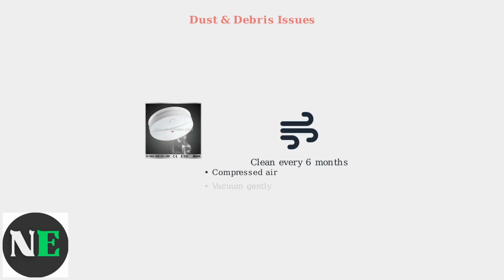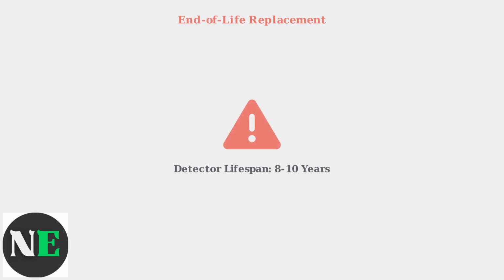False alarms with red light activation are often caused by dust or debris accumulation in the detector. Regular cleaning with compressed air or a vacuum every 6 months prevents this issue. If the red light shows continuous or unusual blinking patterns, this indicates an end-of-life signal. Most smoke detectors last 8 to 10 years and require complete unit replacement.